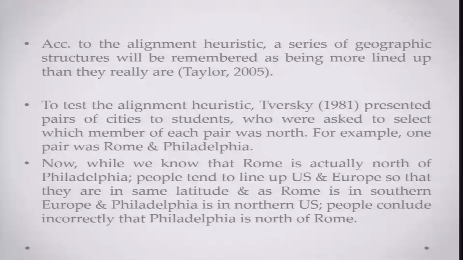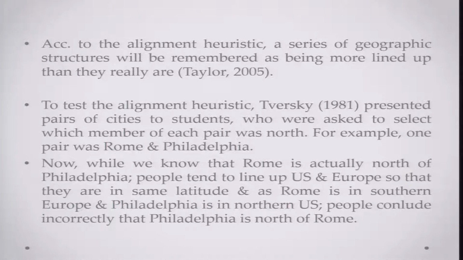So, they did this experiment, Tversky in 1981. They presented pairs of cities to students who were asked to tell which of them is more towards the north. So, they gave, for example, Rome and Philadelphia. Now, the problem with Rome and Philadelphia is that Rome is in the southern part of Europe and Philadelphia is in the northern part of the United States.